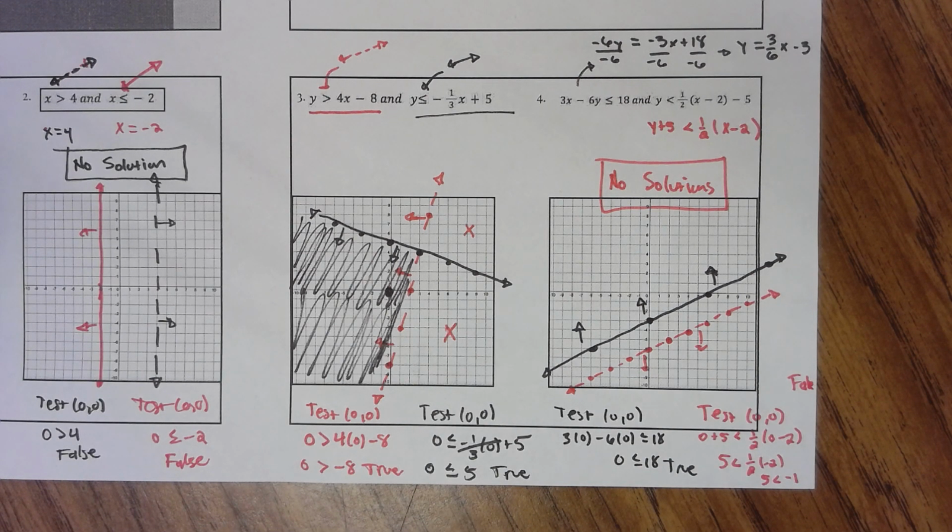Now, just because the lines are parallel, that is not the reason why this is no solution, right? It's because there's nowhere that we can shade that makes both of the inequalities true. Okay, so we have to do the actual testing. The parallel part is not why it's no solution.